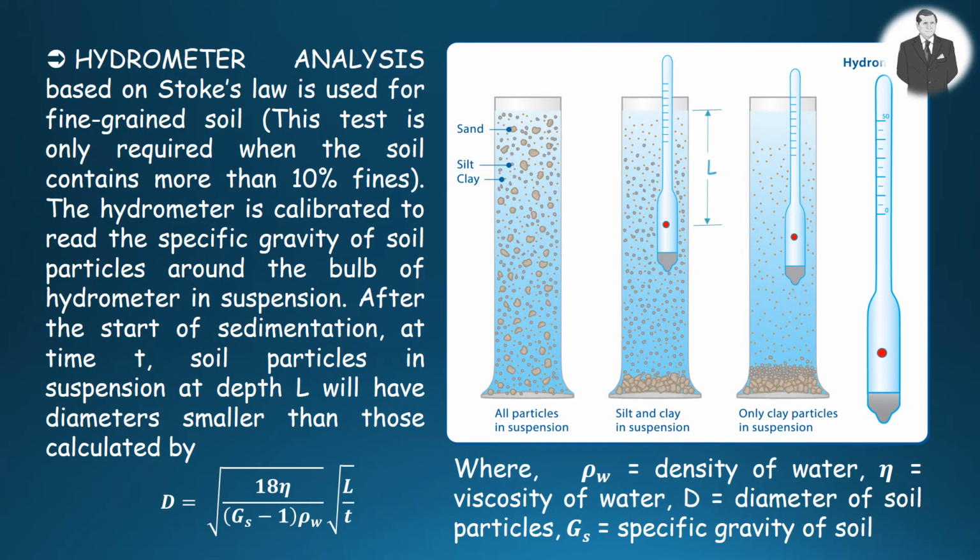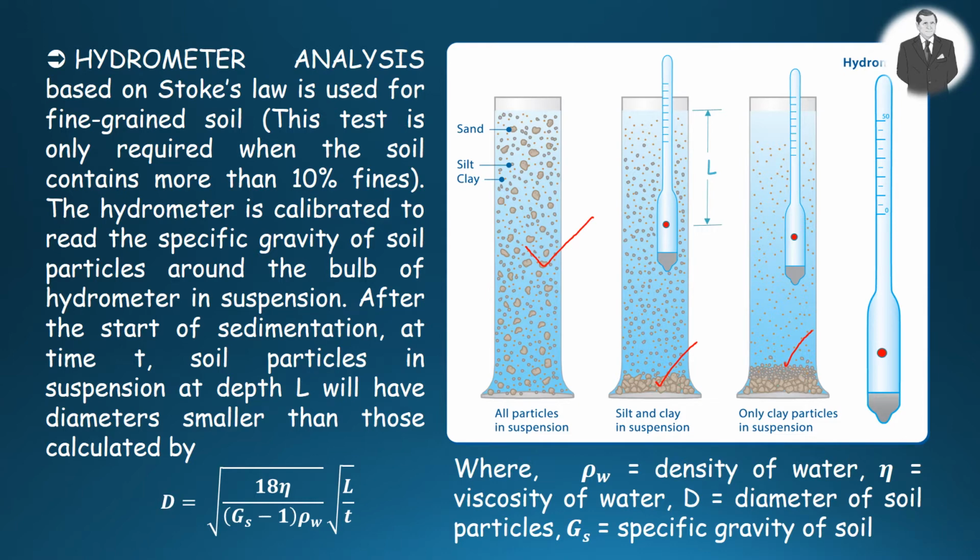For the particle size determination of the fine-grained fraction of soil mass, the method is hydrometer. Hydrometer analysis is based on Stokes' law. Recall that in a suspension, the coarse particles settle first, followed by the finer particles as illustrated in the figures here.